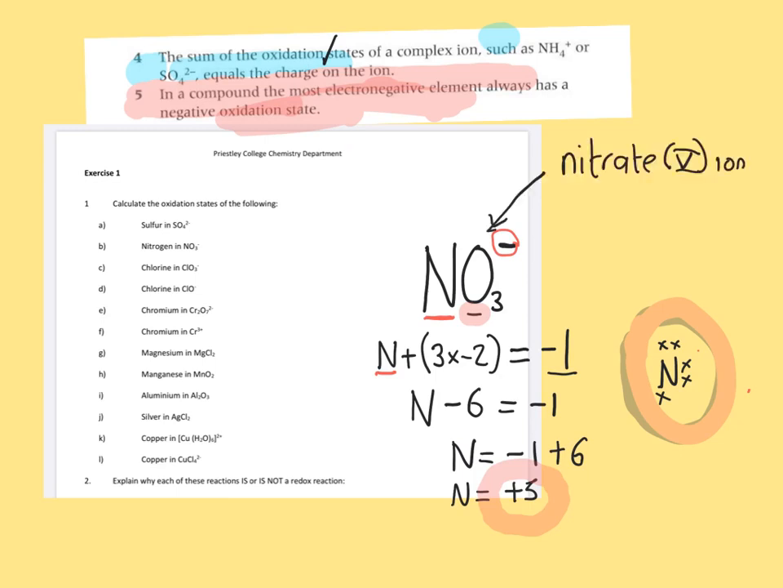We call this the nitrate(V) ion, and that is because the nitrogen atom is sharing 5 of its electrons and its oxidation number is +5. So the Roman numeral after the name of the ion denotes the oxidation state of the other non-metal, or the less electronegative non-metal atom. Nitrogen is +5. Let's now go and look at chlorine in ClO3-. Make sure you pause the video to write this down.